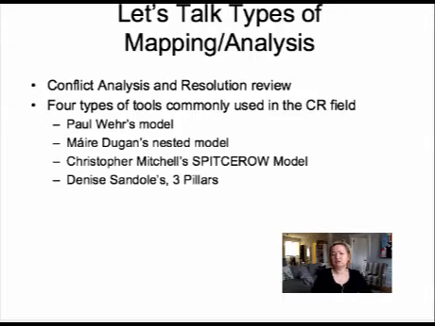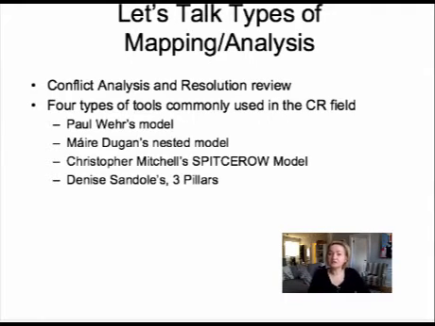Let's now see what are the other types that are used in the conflict resolution field. What are other types of analysis? For conflict analysis, we like to use mapping, or these visual representations of conflict, right? The 4 types of tools commonly used to do the mapping, the analysis of conflict, are Paul Wehr's model, Mary Dugan's nested model, Christopher Mitchell's SPITCEO model, and Dennis Sandole's 3 pillars model.